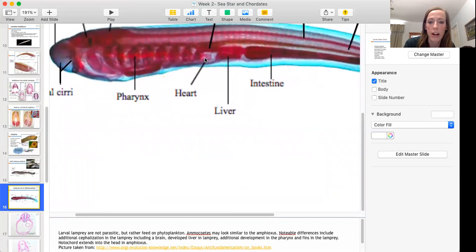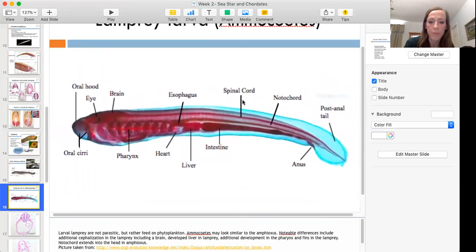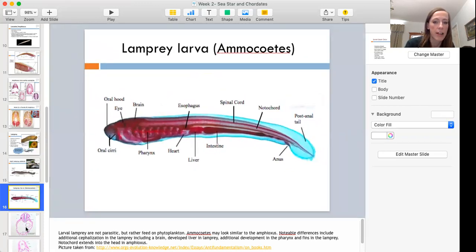Little heart there, and a liver present just caudal to that, okay? The intestine, of course, terminates at the anus, which is just before the postanal tail. Okay. All right. So now let's look at the ammocoetes in cross section.